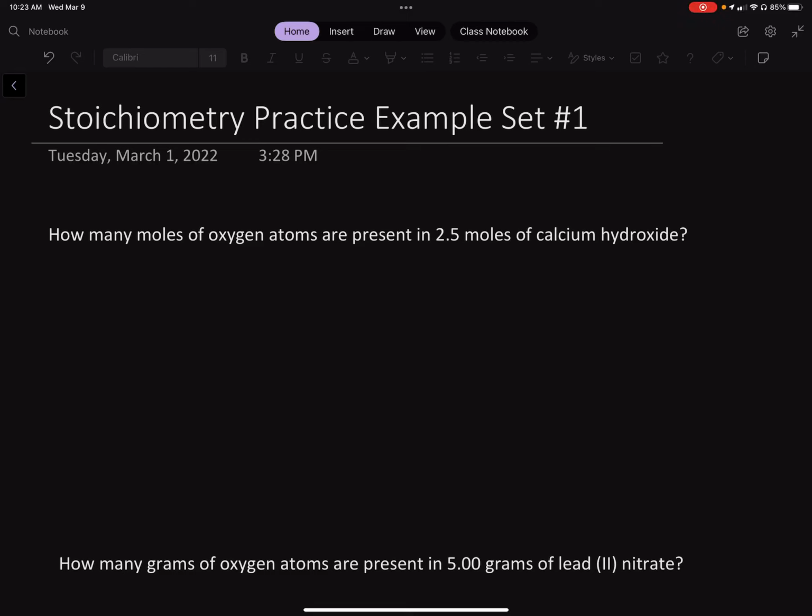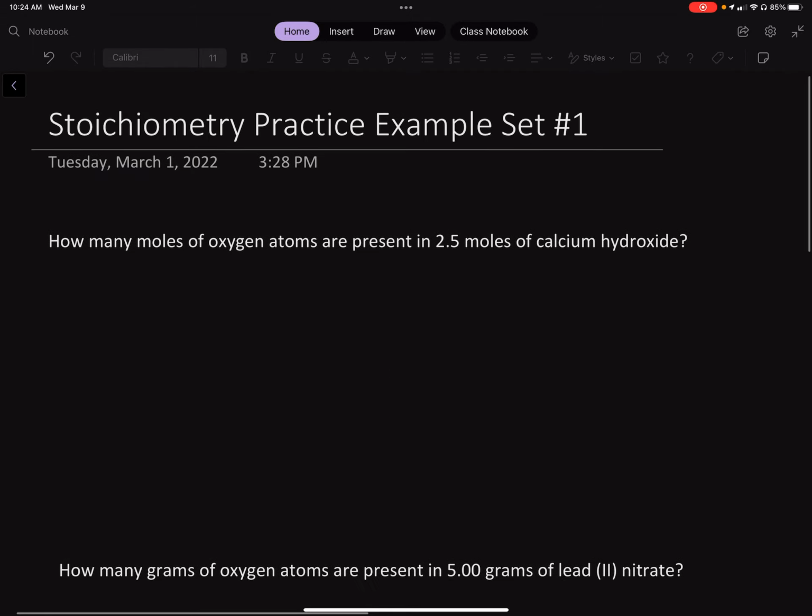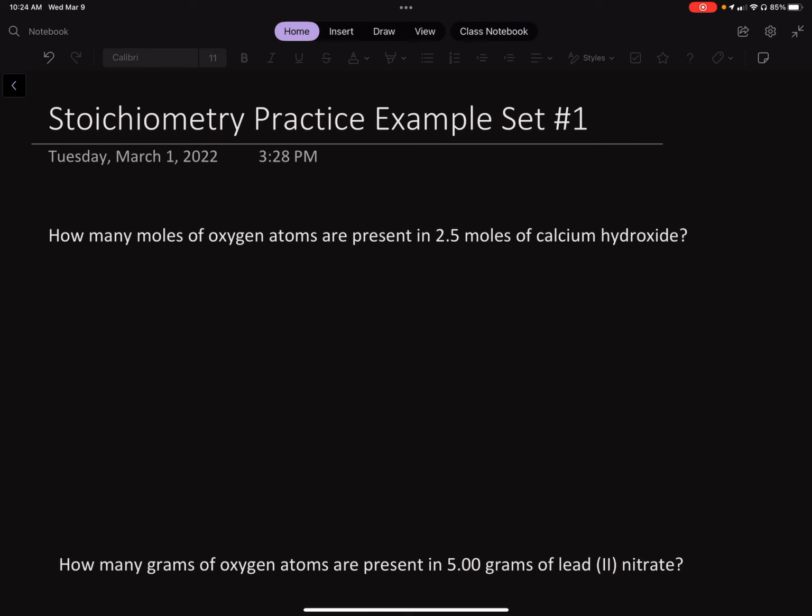In this video, we're going to do a few problems practicing stoichiometry, where it's basically that mole-to-mole ratio. I've got a few examples that we'll do together. But first off, this one says, how many moles of oxygen atoms are present in 2.5 moles of calcium hydroxide?